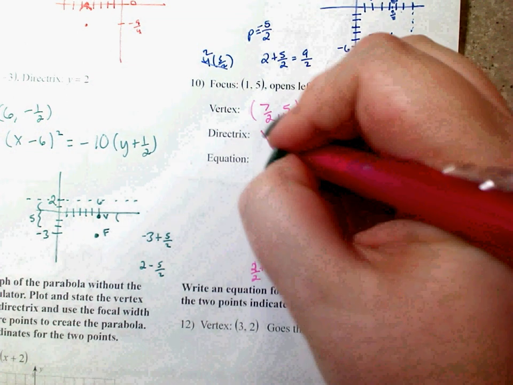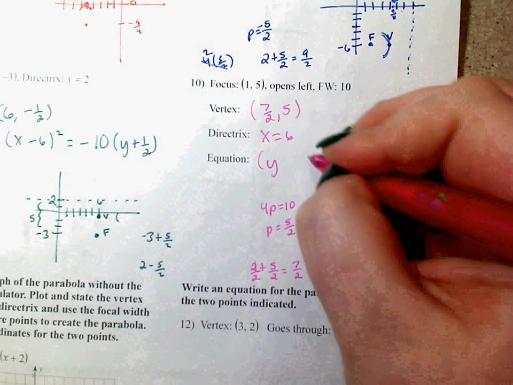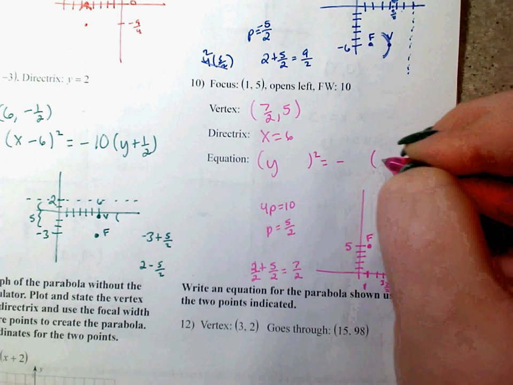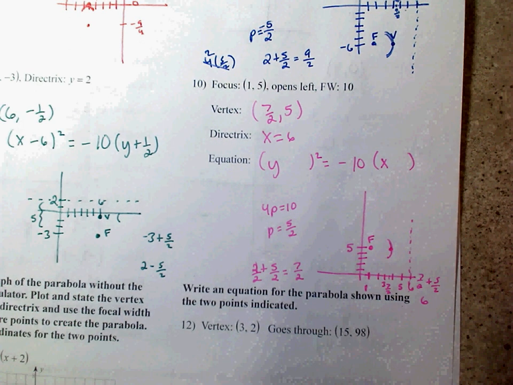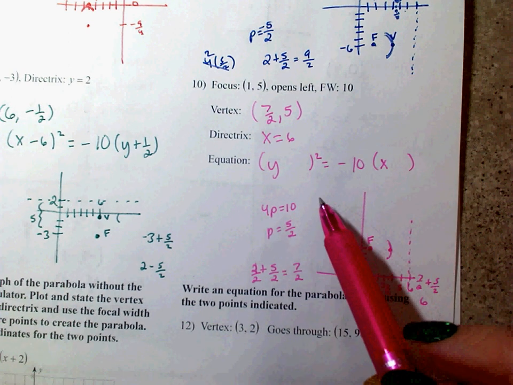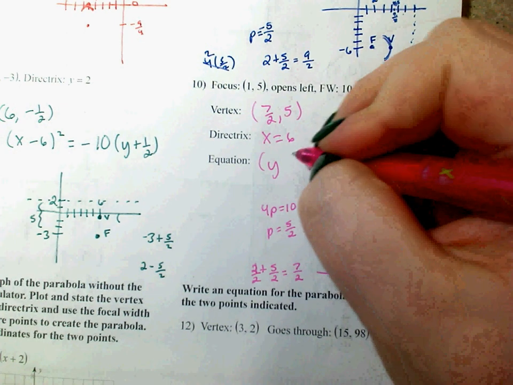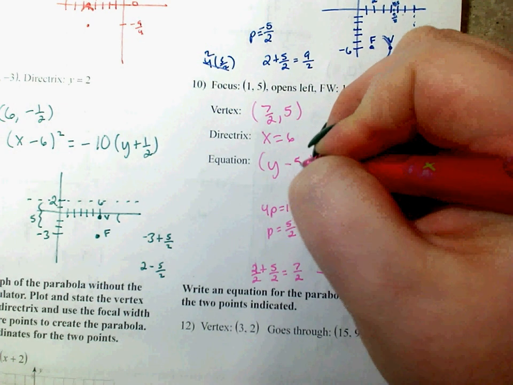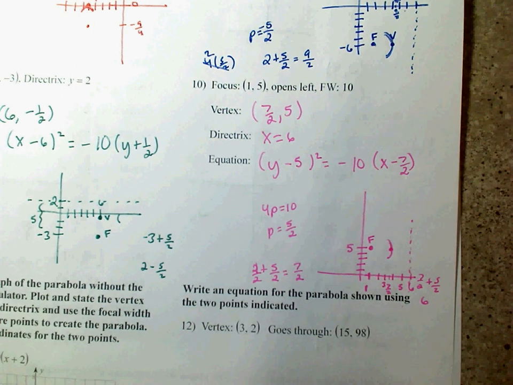Because it opens left, I know it's y quantity squared equals negative x something. It's negative 10 because the focal width is 10. And the equation for the vertex, I've got 7 halves and 5, so y minus 5 squared equals negative 10 times x minus 7 halves.